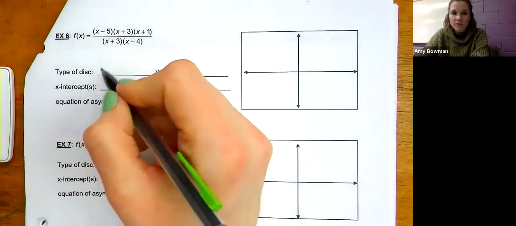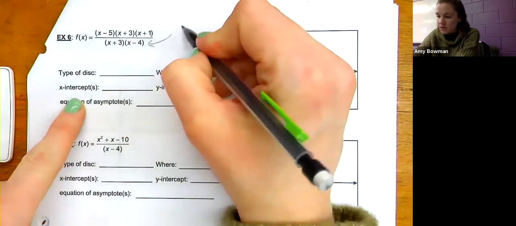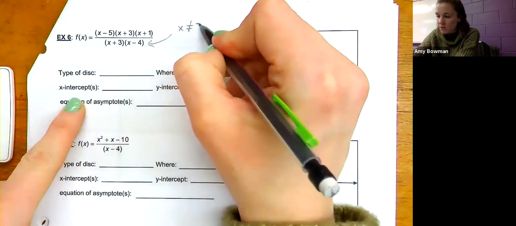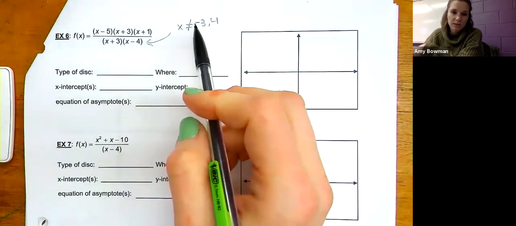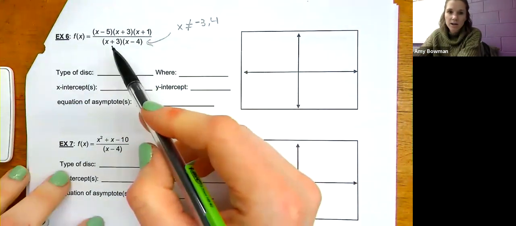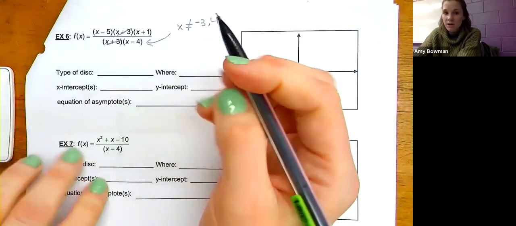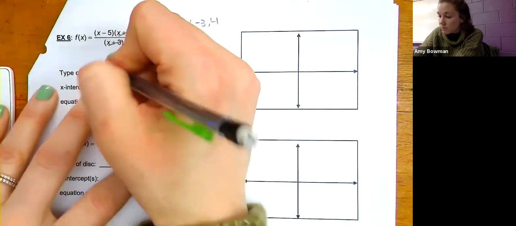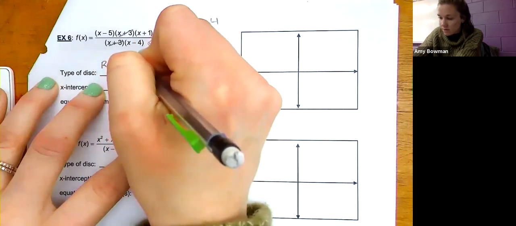The type of discontinuities I see, remember, discontinuities come from the denominator. Here I have something that cannot equal -3 and it cannot equal 4. Those would be our restrictions. Now we're going to figure out what type of discontinuities they are. Looking at my equation, I see x plus 3 in both numerator and denominator. So I've got a removable discontinuity at x equals -3.